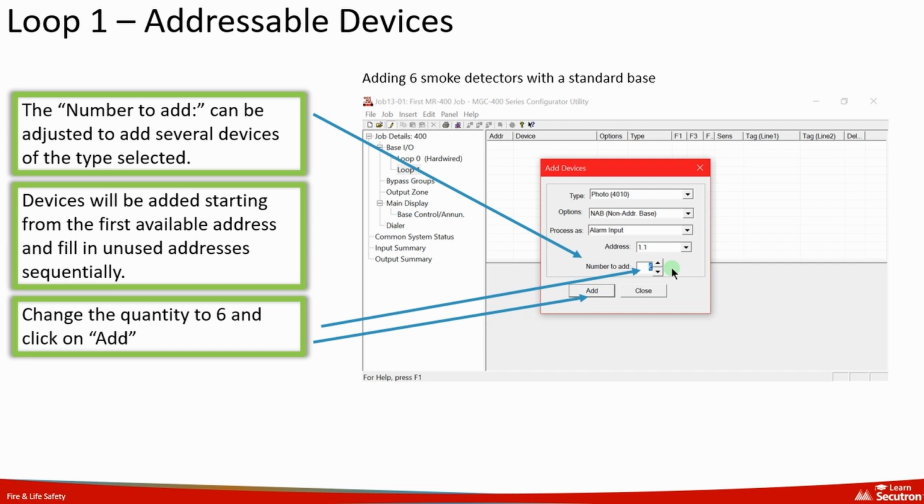You have the option to specify the number of devices you want to add. Here, we've adjusted the quantity to add 6 smoke detectors. Upon confirming the addition by clicking Add, these devices will populate in the system starting from the first available address and continue sequentially. This feature is useful for efficiently adding multiple devices of the same type to your configuration.